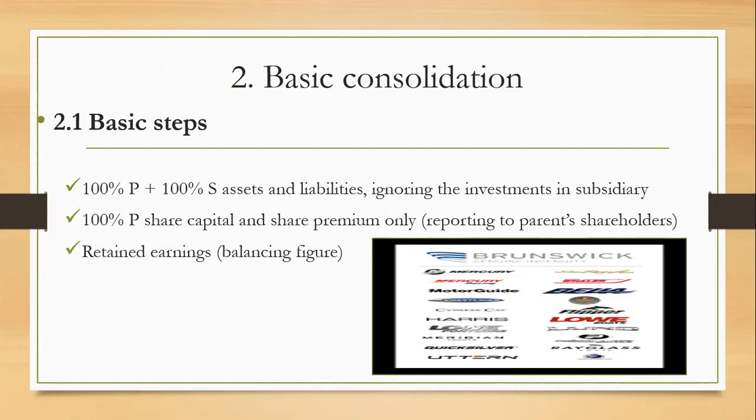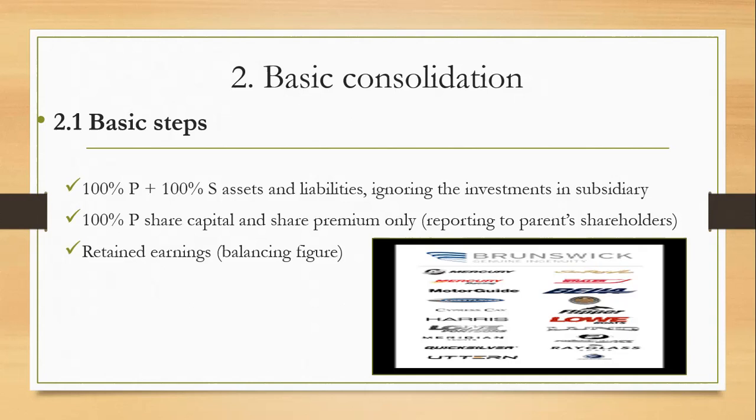So the first assumption is, let's assume that the parent company is buying 100% of the equity shares in the subsidiary company. So 100% parent plus 100% subsidiary assets and liabilities, ignoring the investment in subsidiary. All you're doing here is checking the financial statement, the balance sheet in this case, or what you're calling the statement of financial position. But I'll maintain the balance sheet throughout this course. I'm not going to change.